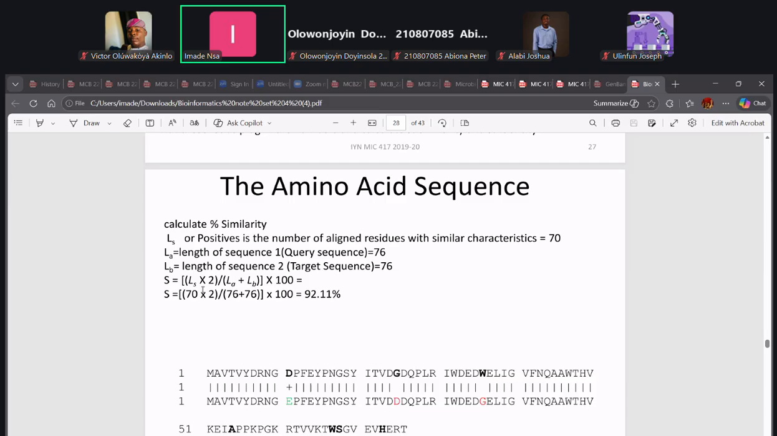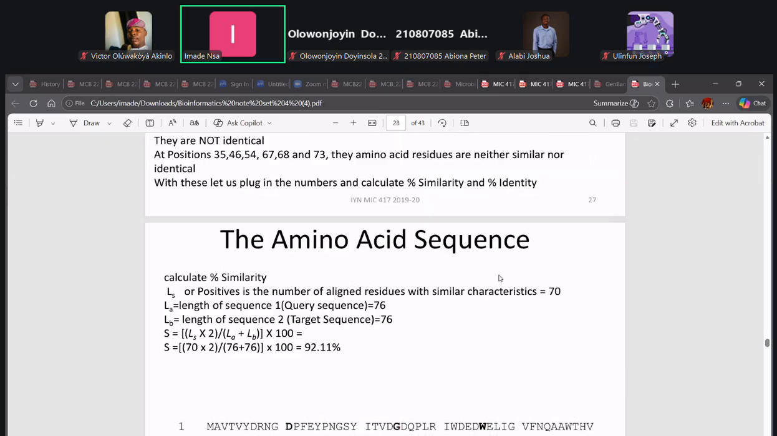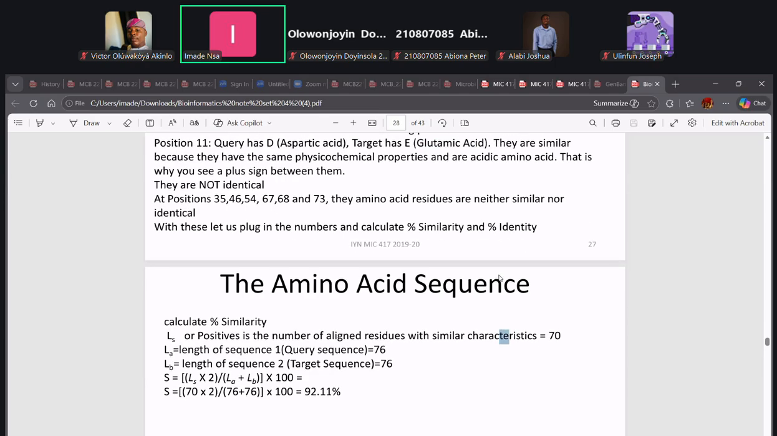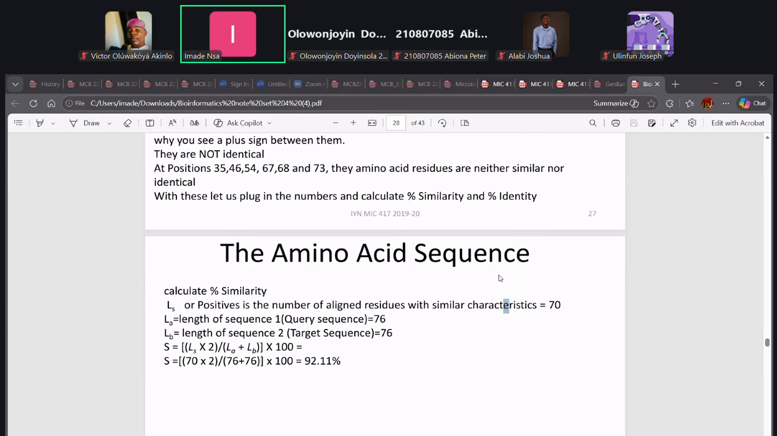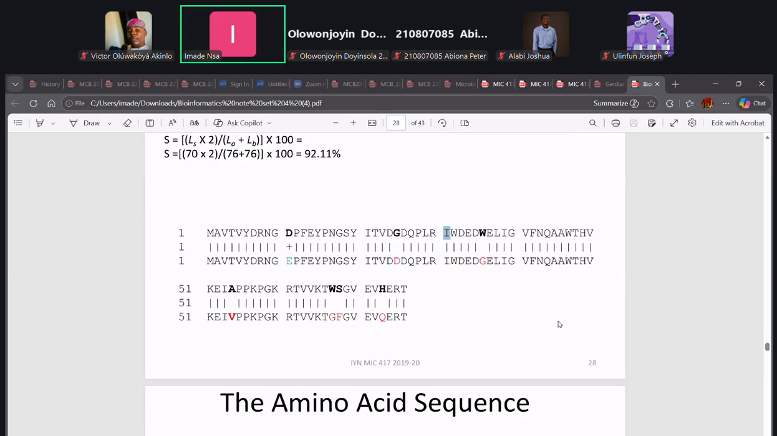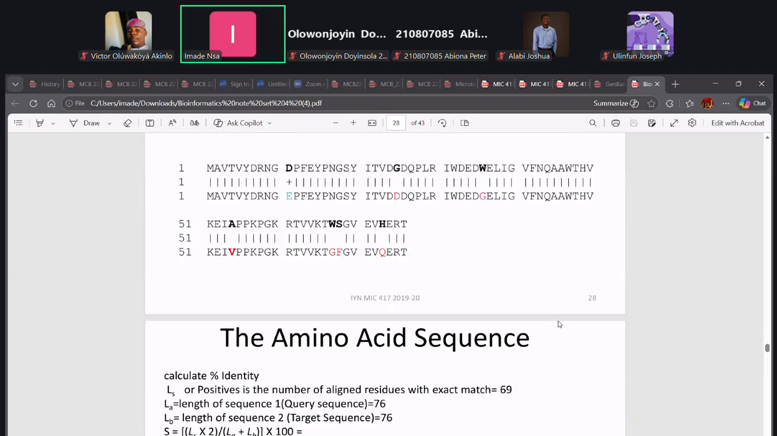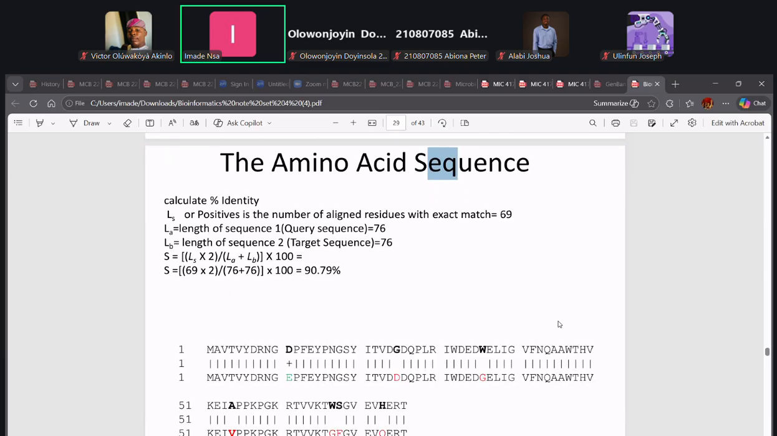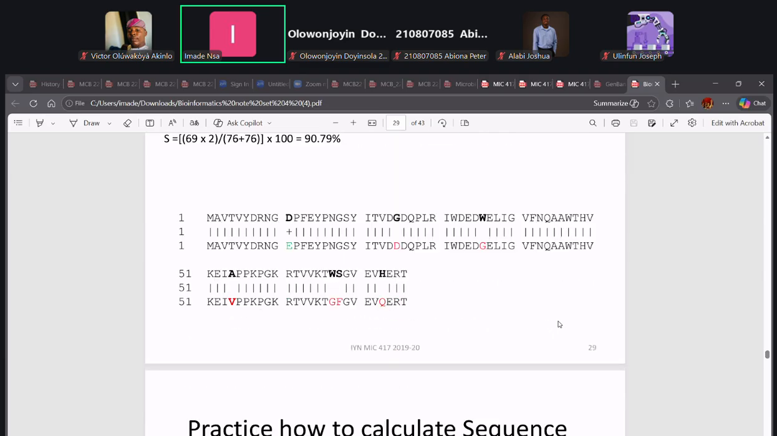What is the length, LS, of the number of aligned residues with the same characteristics? So you count. So the alignment of those that have the same gives 70. Then where you have the length of sequence A, 76, the length of sequence B, 76, you plug it in, 92.11. That's how we got the answer.